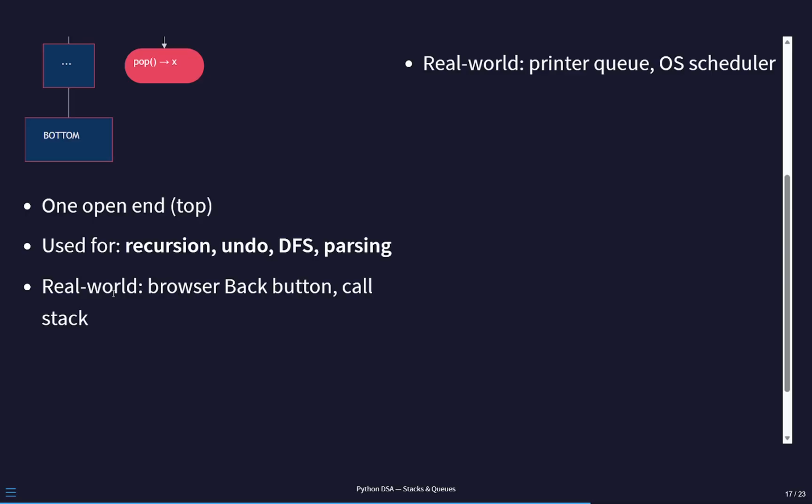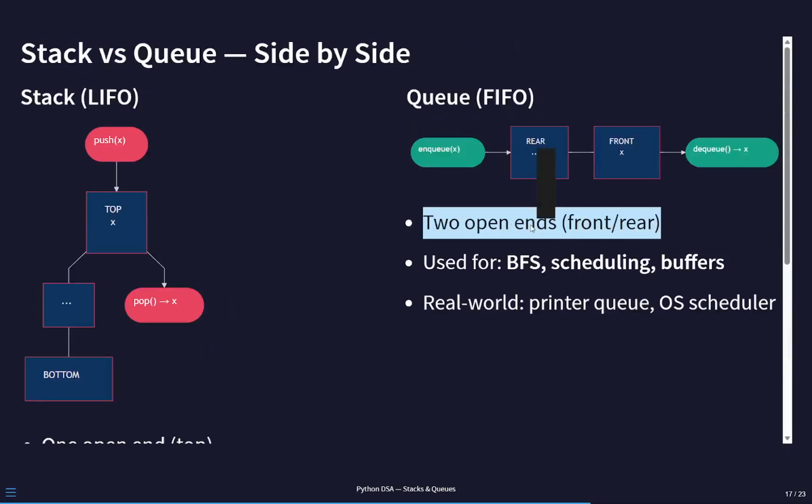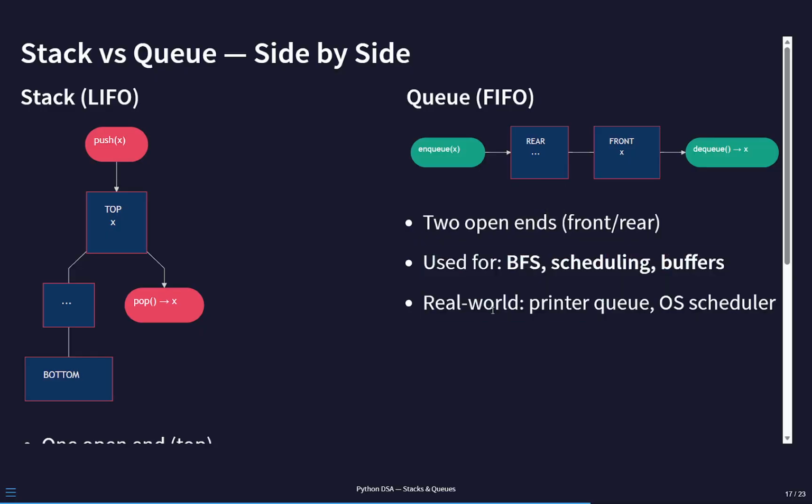The queue has two active ends. Items enter at the rear and exit at the front. It models any process where fairness and ordering matter: BFS, OS scheduling, print queues, producer-consumer pipelines.